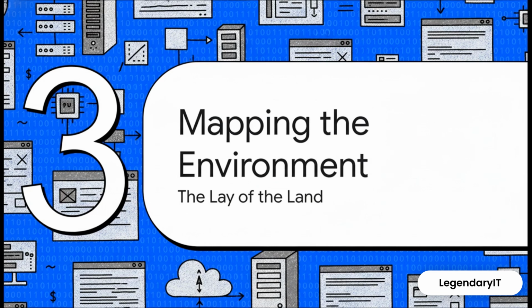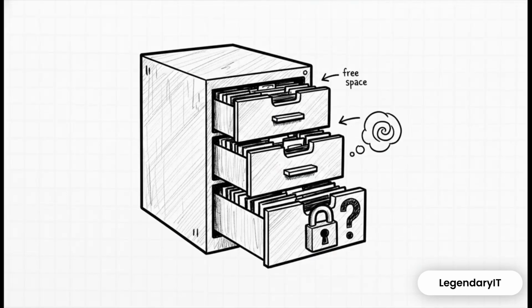We've assessed the people and the processes. Now it's time to map the digital environment itself. How is this place laid out? What kind of resources are we working with? A key part of mapping any scene is understanding its physical boundaries and its capacity.